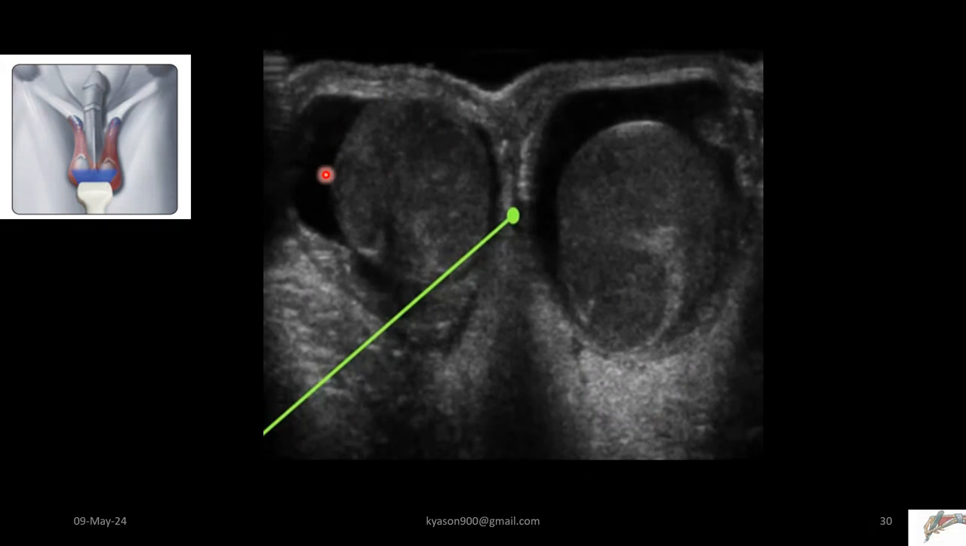Of course, remember we said there is normally fluid within the tunica vaginalis, okay. Then on this other side, you can also see a testicle within this compartment of the scrotal sac. These compartments are divided by our so-called scrotal septum. These are the layers of the scrotum that you see here.